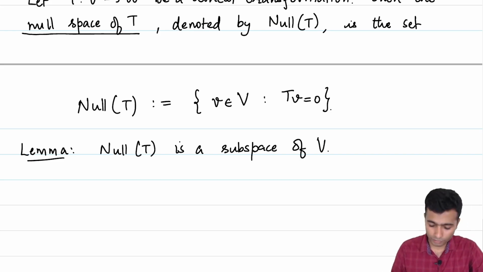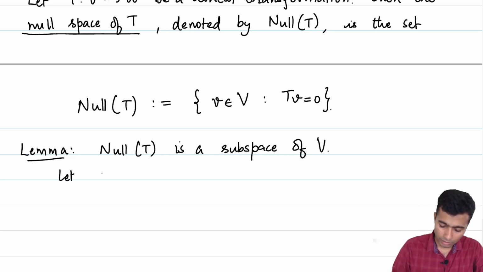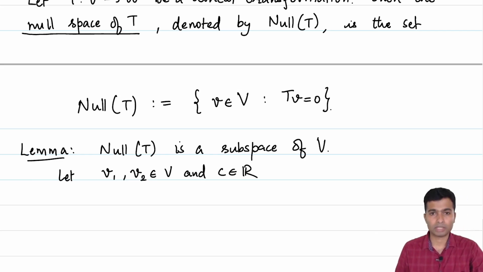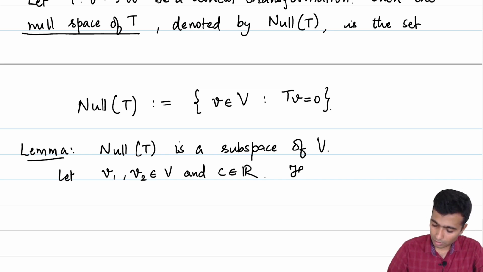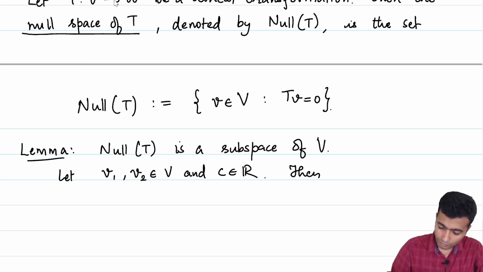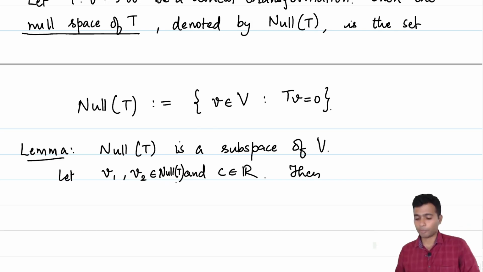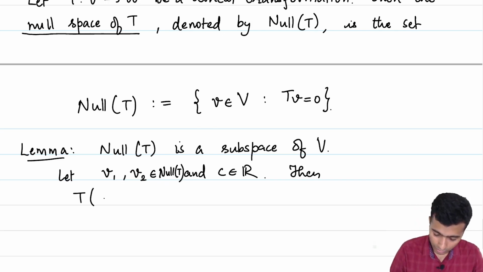This is actually quite straightforward. So let v1, v2 be in null of T and c be in R. Then, what is T of v1 plus c v2?